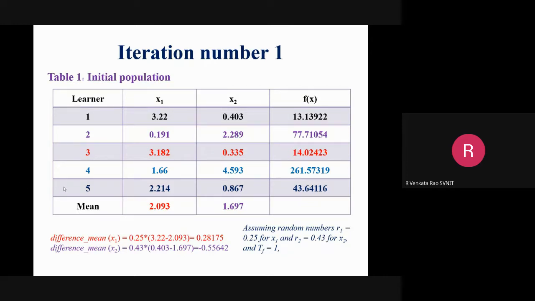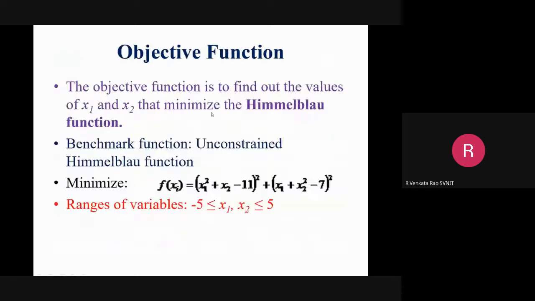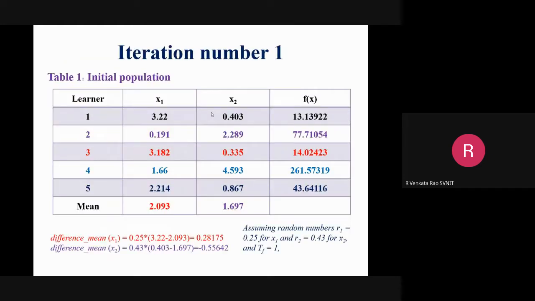And the f(x) value, how we have got it: substituting this x1 of 3.22 and x2 of 0.403 in the objective function. The objective function here is (x1 squared plus x2 minus 7) whole squared plus (x1 plus x2 squared minus 7) whole squared. I have substituted the values of x1 and x2 of learner 1, and I got an f(x) value of 13.13922. And similarly for the second learner's x1 and x2 values.